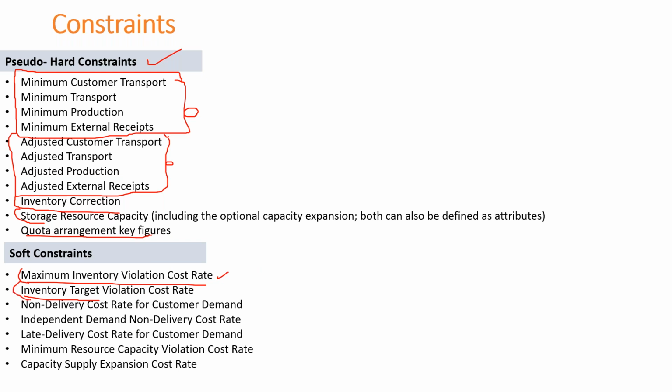Next is inventory target. This is where you set a target for your inventory and you say that I need to maintain this much stock at this location. The higher the violation cost, the higher the adherence of the supply planning results.